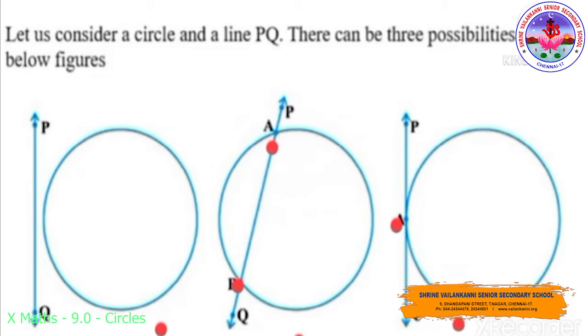In the second figure, the line PQ intersects the circle at 2 points, so this line PQ is called a secant of the circle. In the third one, the line PQ intersects the circle at one point, so this line PQ is called a tangent to the circle. Now let us see the definitions of secant and tangent to the circle.